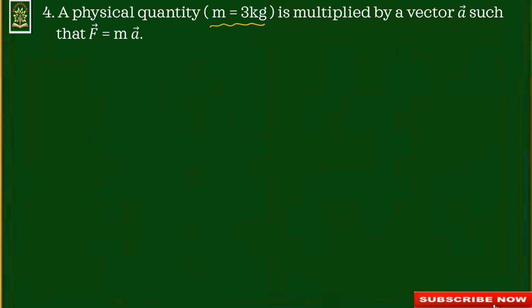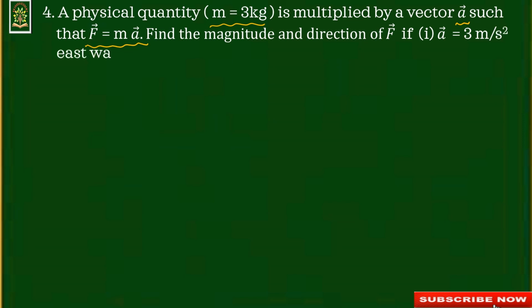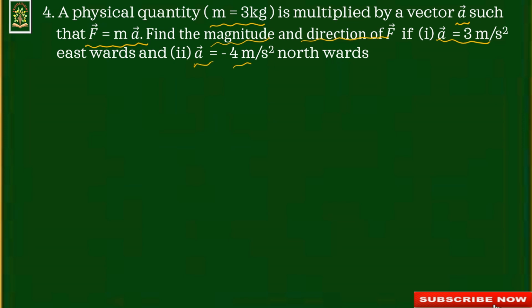Fourth one, a physical quantity m is equal to 3 kilogram is multiplied by vector A bar such that F bar is equal to m A bar. Find magnitude and direction of F bar, if a is equal to 3 meters per second square eastwards and a bar is equal to minus 4 meter per second square northwards. Here we have to calculate the magnitude and direction of F bar. Now let us go to the solution.